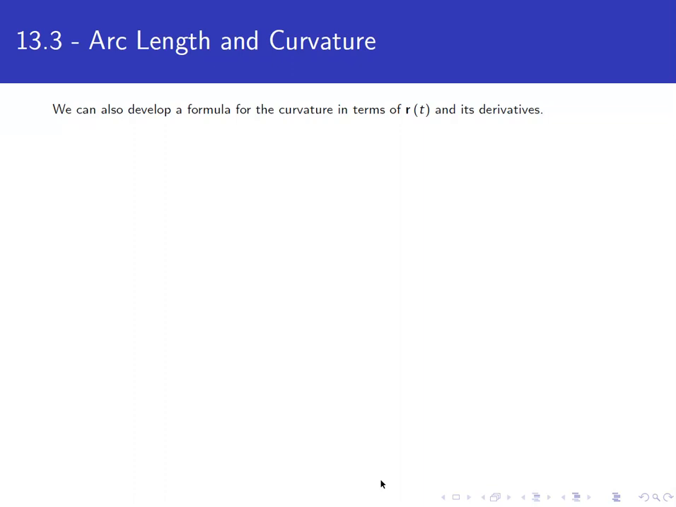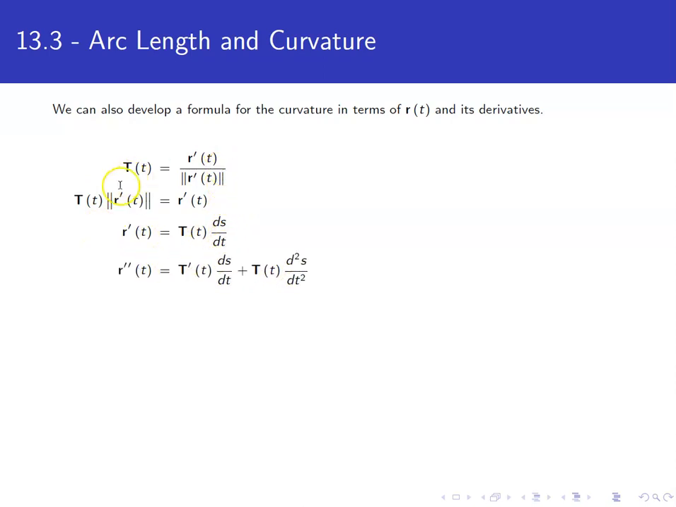That formula involved the derivative of the unit tangent vector. Again, that's a step that we'd rather not have to take if we don't want to. So we can develop a formula for the curvature in terms of just r of t and its derivatives. Here's our definition of the unit tangent vector. The next line is just clearing the fraction. Another name for the magnitude of the derivative function is the derivative of the arc length with respect to time.